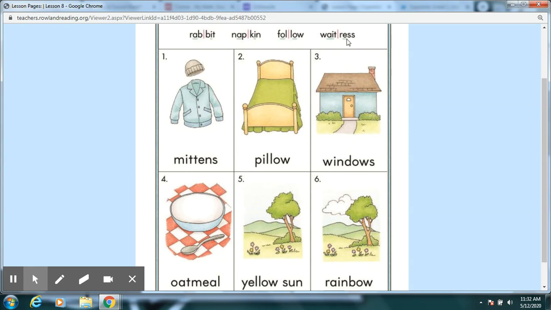This one is who brings the lunch down at the Meadows Diner. She's the waitress, right? Clap it. Waitress. Okay?